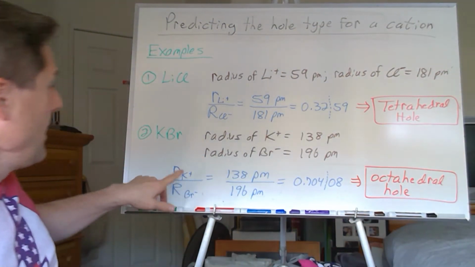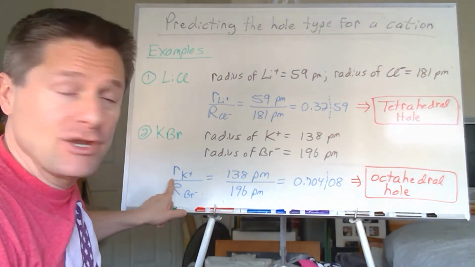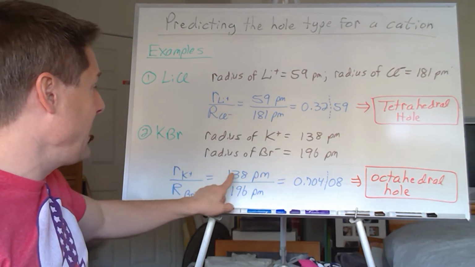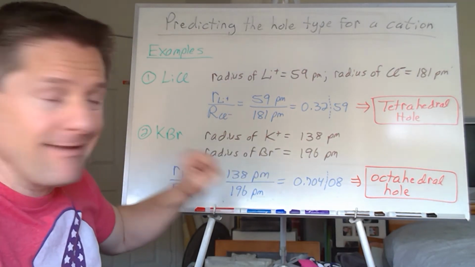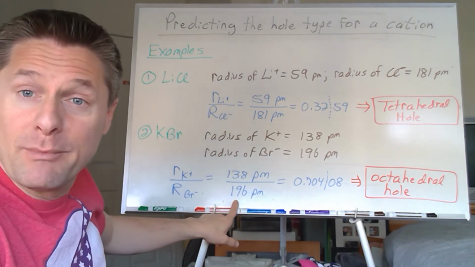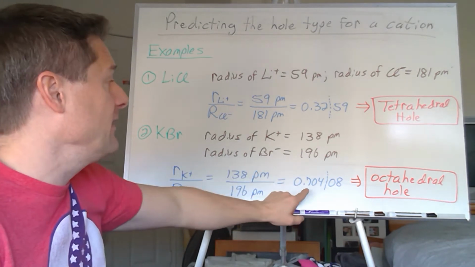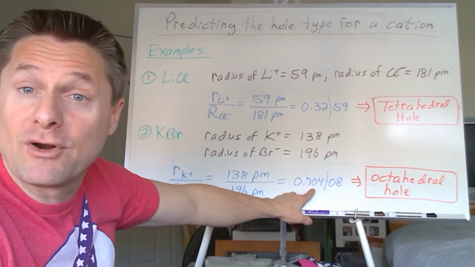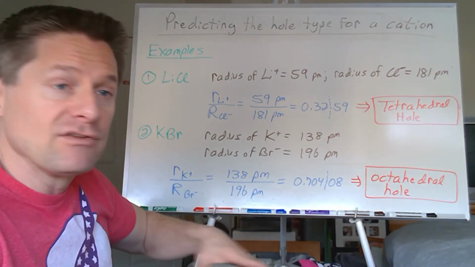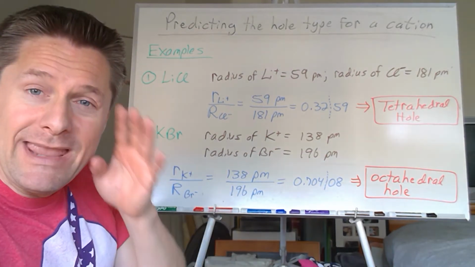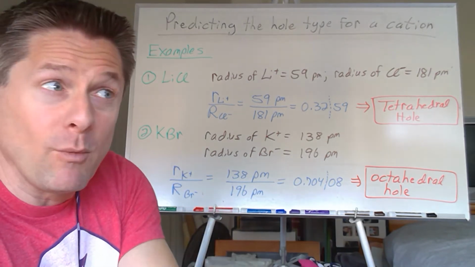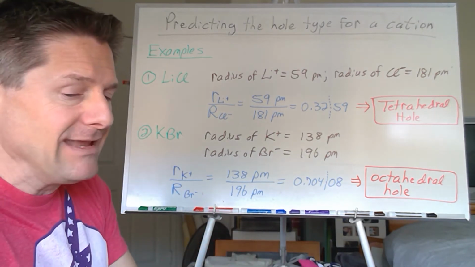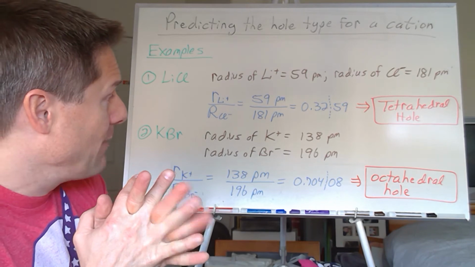Okay. So if you take the cation radius to anion radius, take 138 picometers of the cation divided by 196 picometers of the anion. Go to 3 sig figs, so I get 0.704. So that falls in between. It's a little bit bigger than the 0.414 necessary for an octahedral hole, but it's not big enough.